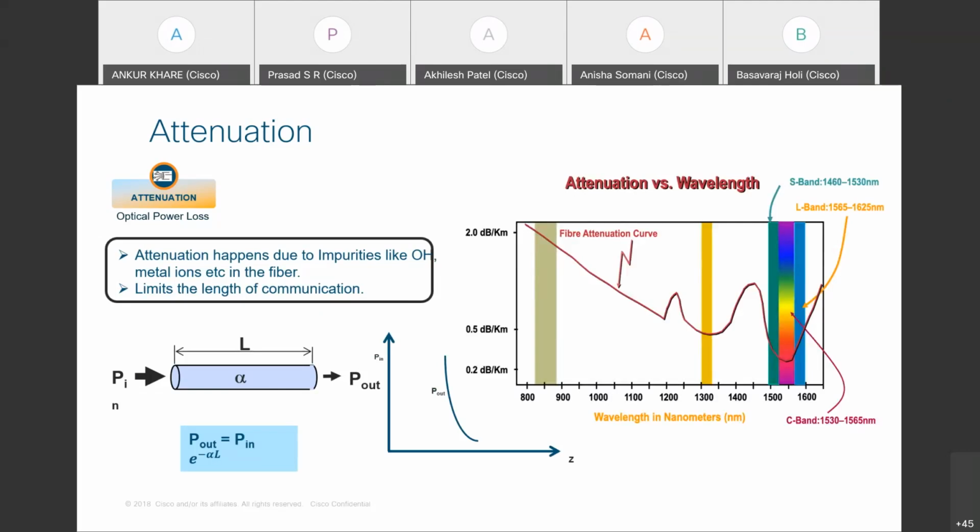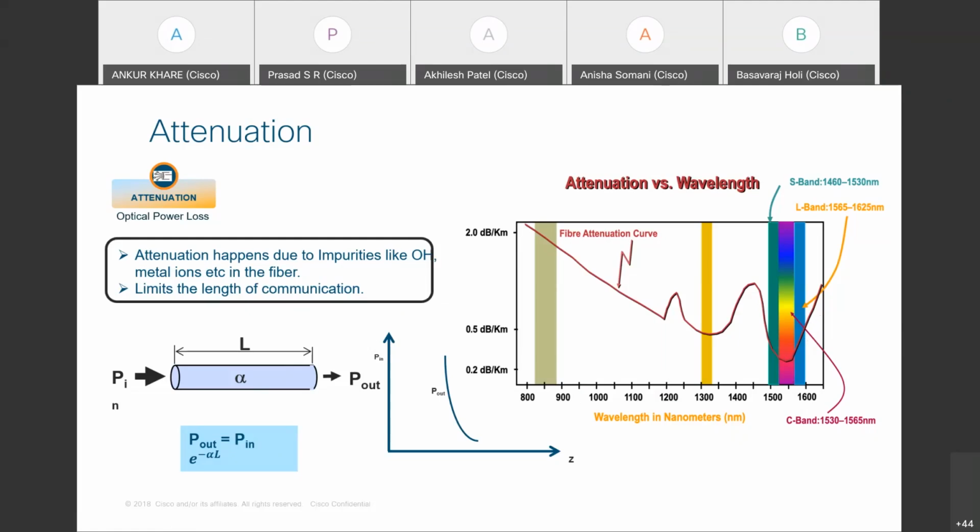Okay, so if you see this graph, it has wavelength versus attenuation. When you see the optical spectrum, you see these attenuations are very low between 1500 to 1600. That is the reason all the optics use these wavelengths for our operational work. So these wavelengths are used mostly from 1500 to 1600.